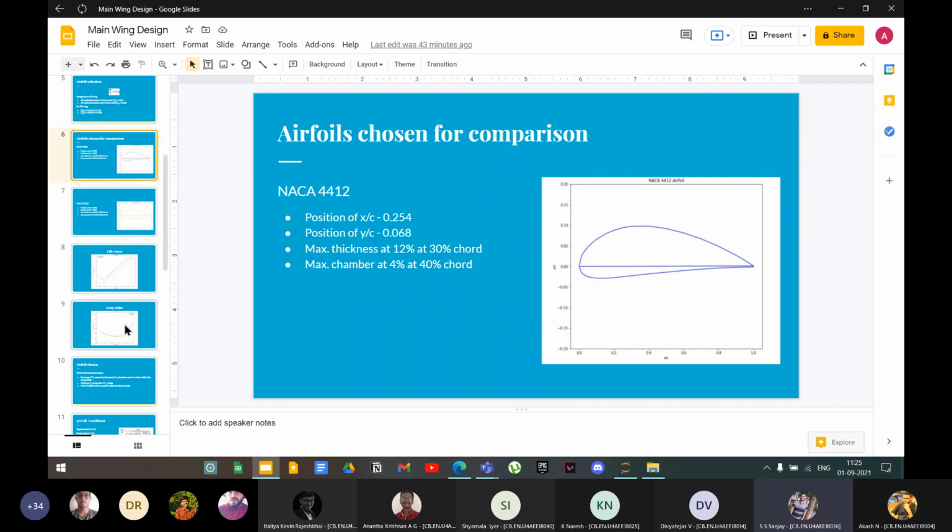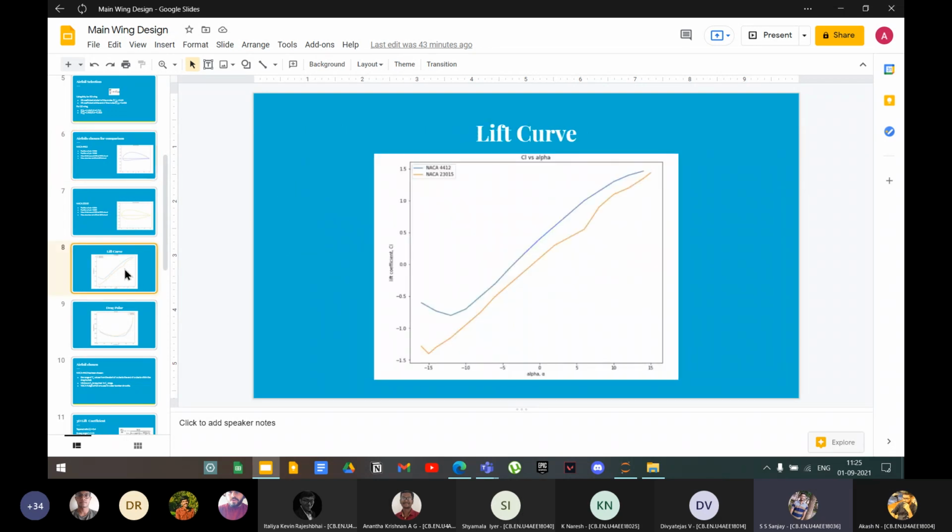CL and alpha, CL versus alpha, in some plots units are missing. So make sure that alpha is in radians and not in degrees. Only then you will get the right slope. So you check all the plots whether units are correct, and take care of the scale also.